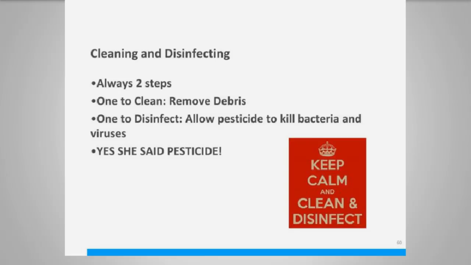Remember, as we look at cleaning and disinfecting, if we have debris on a surface, and I want to make sure you hear that, if we have debris on a surface, it is always 2 steps. One to remove the debris and one to disinfect. Now, what are we using to disinfect? We are using a pesticide. Remember that EPA hospital-grade disinfectants are pesticides.